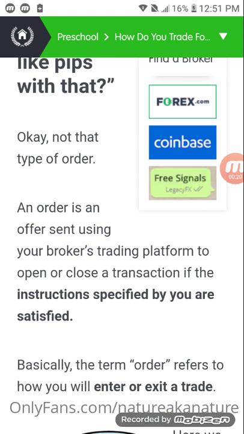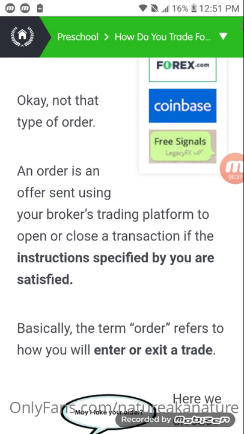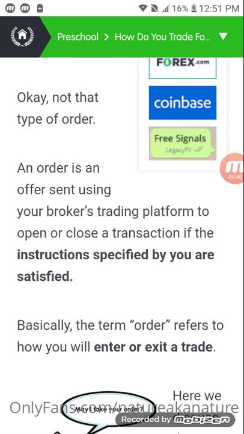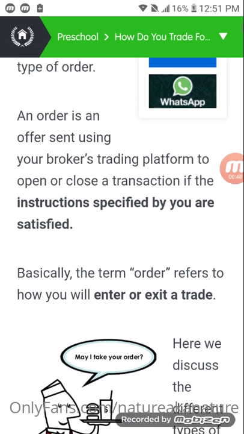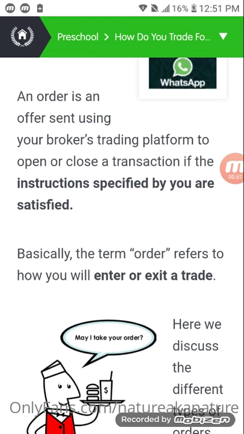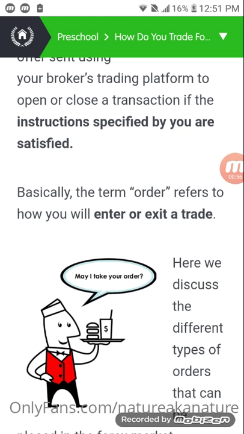An order is an offer sent using your broker's trading platform to open or close a transaction if instructions specified by you are satisfied. Okay, so basically the term order refers to how you will enter and exit a trade. That's what the order refers to, and there are all different types of orders that we're going to go over.